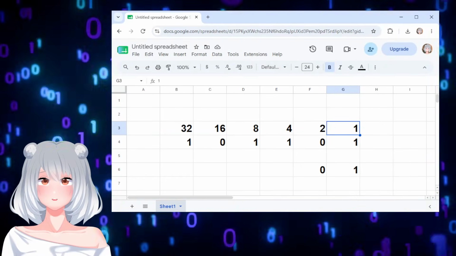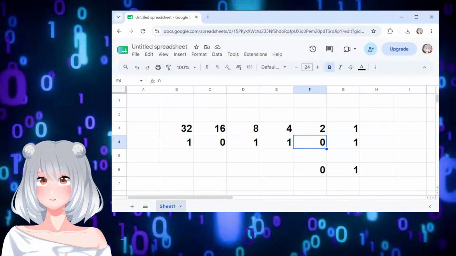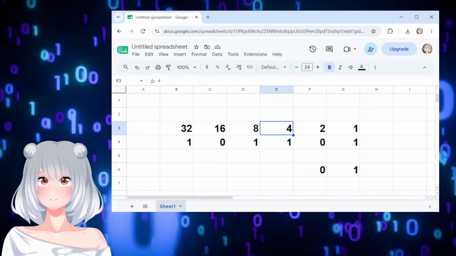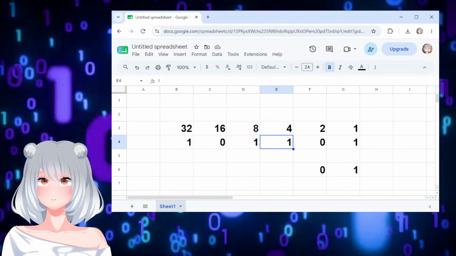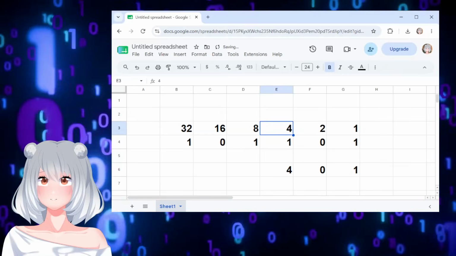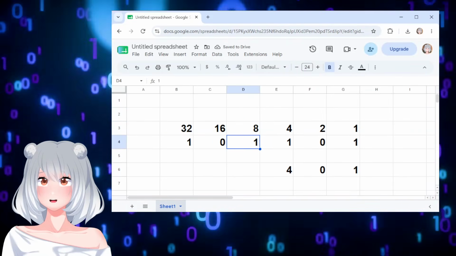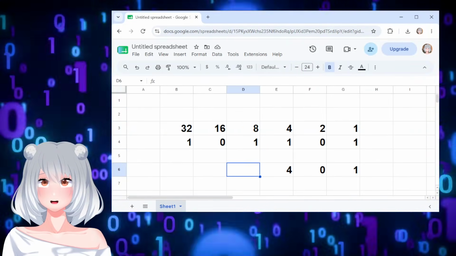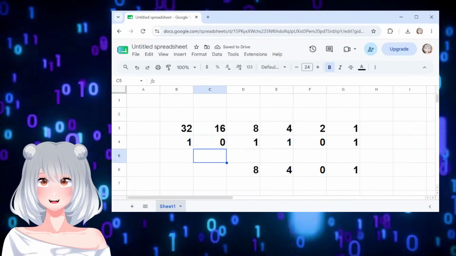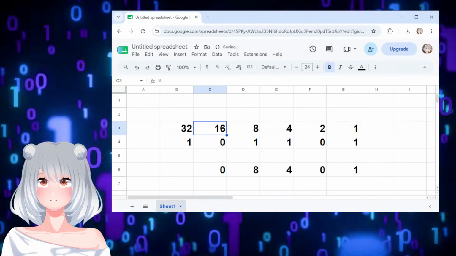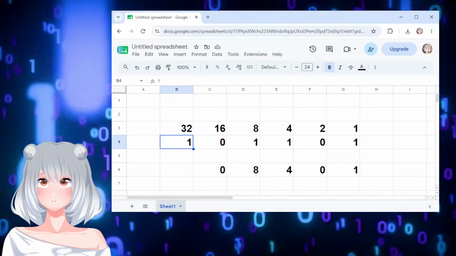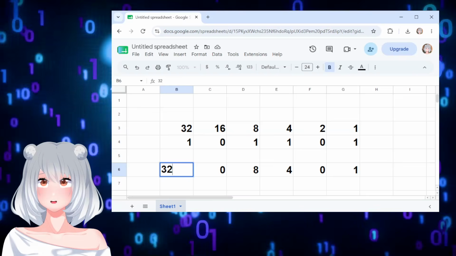So a 1 means that the number exists, and the 0 means that it doesn't. So right here we have 2. There's 0, meaning that there's no 2's. So right here in our column for number 4, we have a 1. That means we have 4 in this column. There we go. Right here in our 8's column, we have a 1, which means we have 8. In our 16's column here, we have a 0, which means we don't have anything there. So that's a 0. And right here on our final column, 32, we have a 1, which means 32.